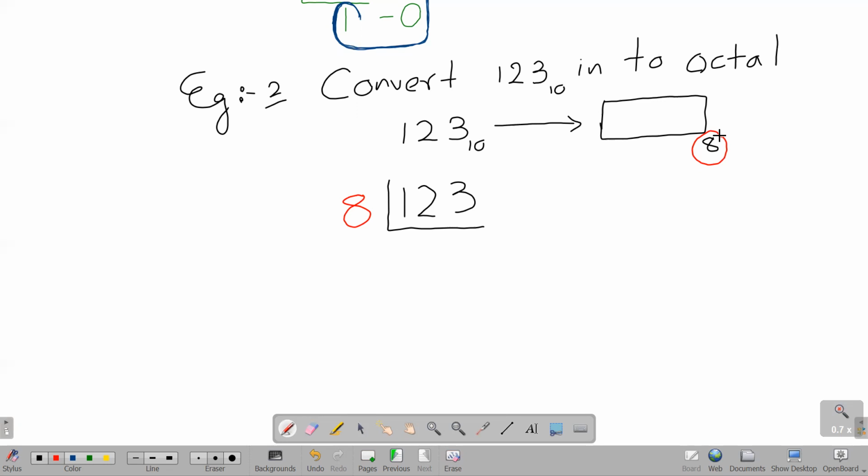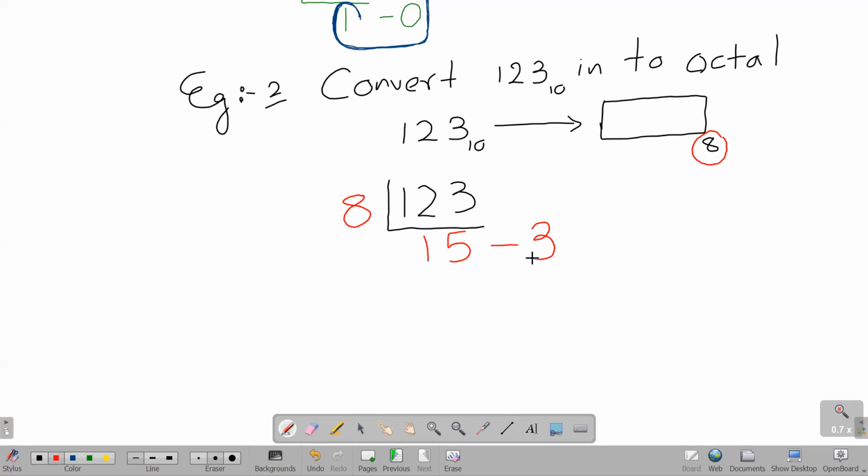So how is 123 going to be divided by 8? For 12, how many times of 8 are there? 1, and the remaining is 4. And that 4 and this 3 create what? 43. For 43, there are 5 times of 8. And how much did you get as the remainder? 3. Very good.